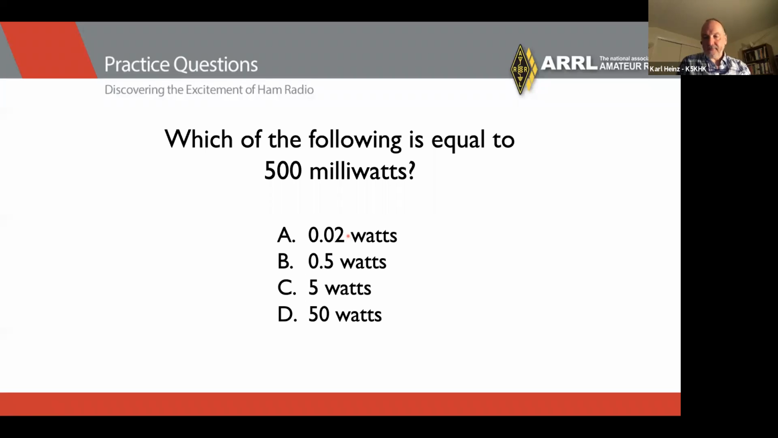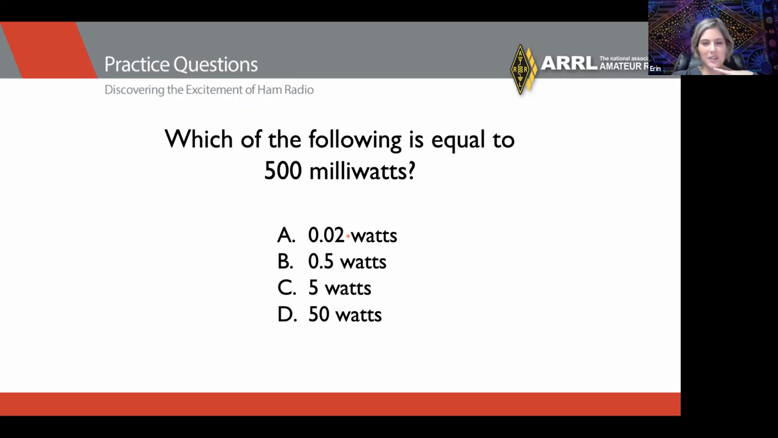So milli, you may recall, is a 1/1000th of something. So 1 milligram in your pill that you take is 1/1000th gram of whatever the active ingredient is. So there are 1,000 milliwatts in 1 watt. Does that help you come up with the right answer? It would have to be 0.5 because it's the only one that's over 3.